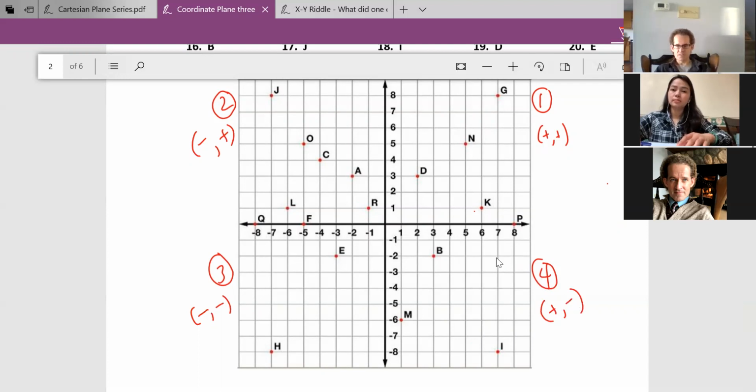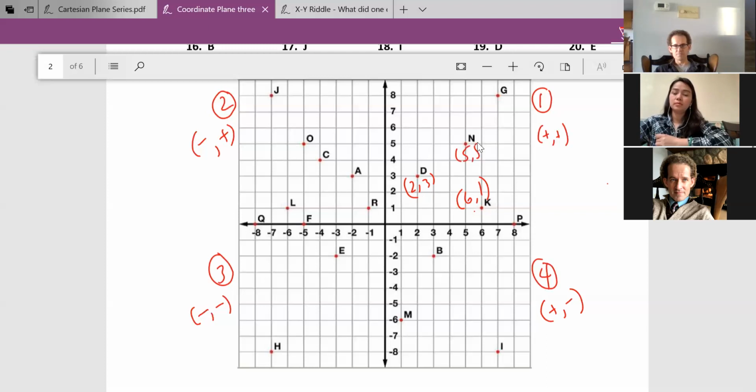Okay, let's look at some of these. And I'm just going to label these right next to the letters. I think that's easiest. So for K, I'm going to go over 6, and I'm going to go up 1. So this is both positive. So I'm going to say positive 6, comma, 1 for K. And then for D over here, I'd go over 2 and I'd go up 3. So D would be 2, comma 3. And for N, I'm going to the right 5. That's positive. I'm going up 5. So N would be 5, 5.